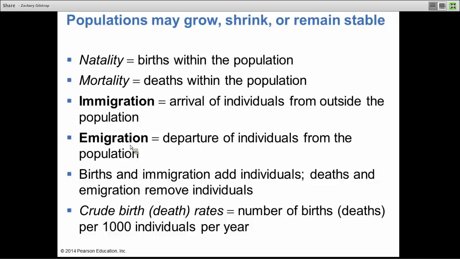A convenient way to express rates of birth and death is to measure the number of births and deaths per 1,000 individuals per year. These rates are termed the crude birth rate and the crude death rate. The rate of natural increase is determined by subtracting the crude death rate from the crude birth rate. And then the population growth rate equals the crude birth rate plus the immigration in, minus the crude death rate, minus the emigration away. So birth and immigration can be seen as adding to a population, and death and emigration can be seen as taking away from a population when we're looking at the growth of a population.